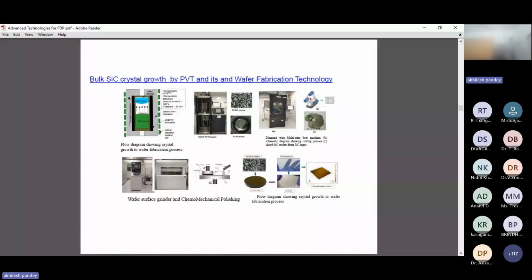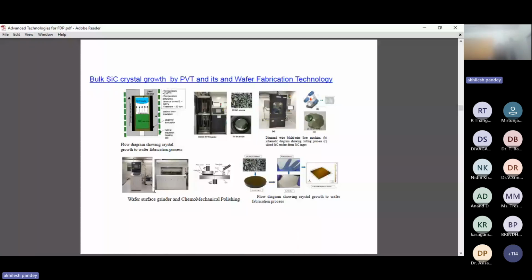boule. After growing the silicon carbide, it has to be cut to make a silicon carbide wafer. For that, there is a wire saw machine, and using that wire saw machine, the cutting has to be done. The cutting and slicing process slices silicon carbide from the silicon carbide ingot. After cutting, there is shaping, which means rounding, and a wafer surface grinder is also there like this one. Then chemomechanical polishing. This is the surface grinder.